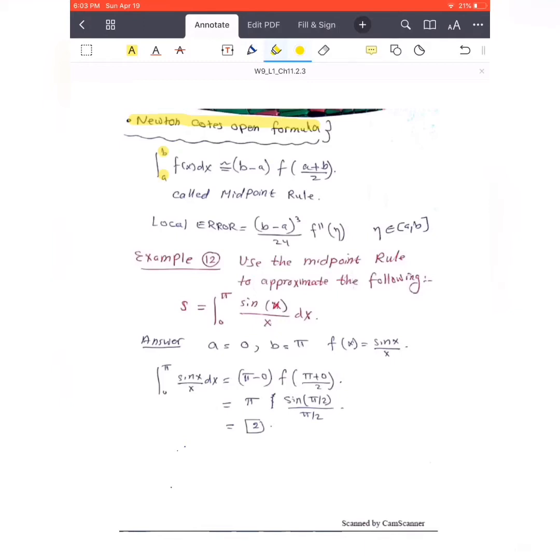And the first well-known formula is called the midpoint rule. What is it? You will take the one in the middle, (A plus B) divided by 2, times (B minus A). For this reason it is called the midpoint rule. It can be shown that this is the error.